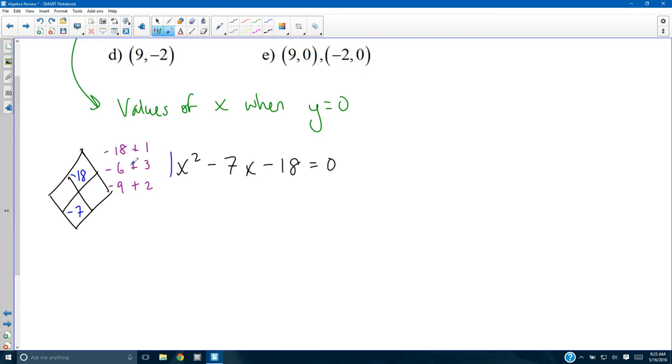Negative 18 plus 1 is negative 17. Negative 6 plus 3 is negative 3. Negative 9 plus 2 is negative 7. So it looks like your factors are negative 9 and 2.